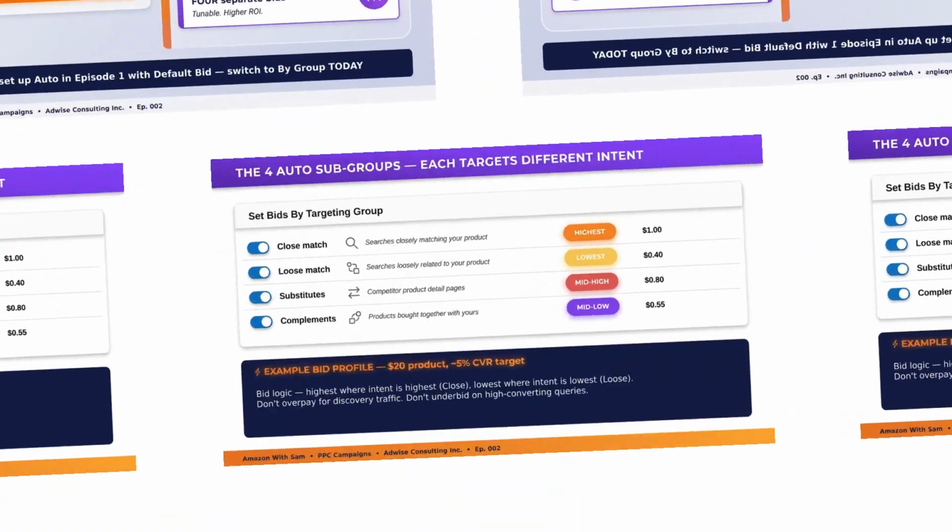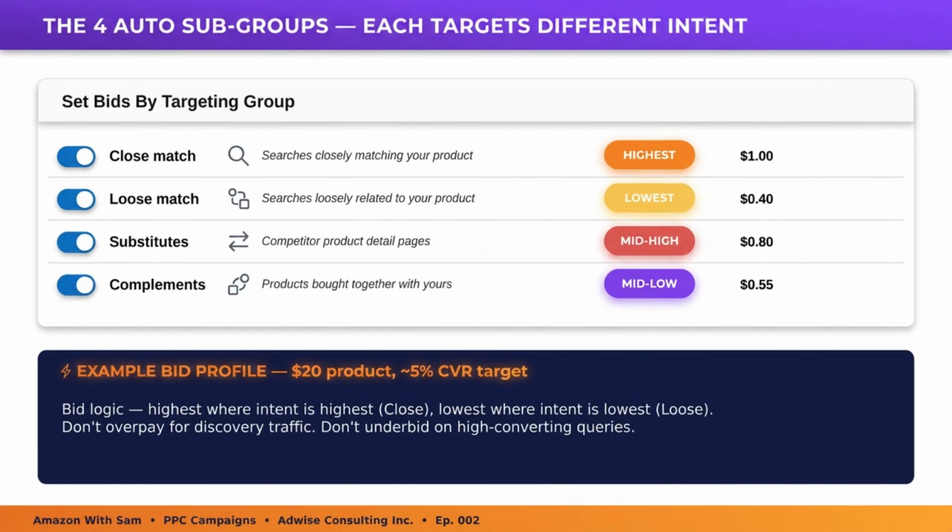4 subgroups. Each one targets a totally different type of shopper intent. Close match. Searches that closely match your product. If you sell stainless steel water bottles and someone types stainless steel water bottle, that's close match. Highest intent, highest conversion. Loose match, searches loosely related, like BPA-free reusable bottle. Still relevant. Lower intent, lower conversion.